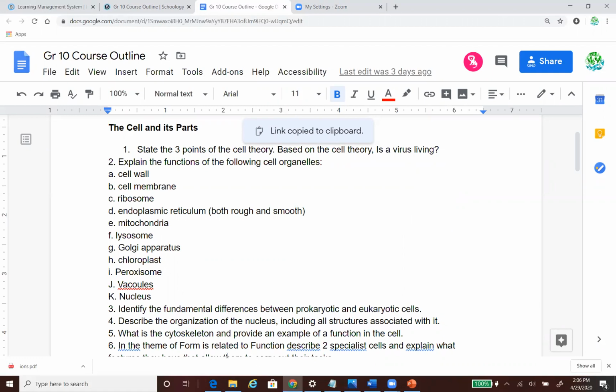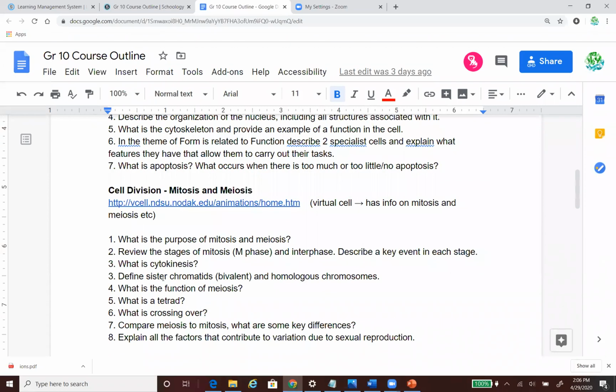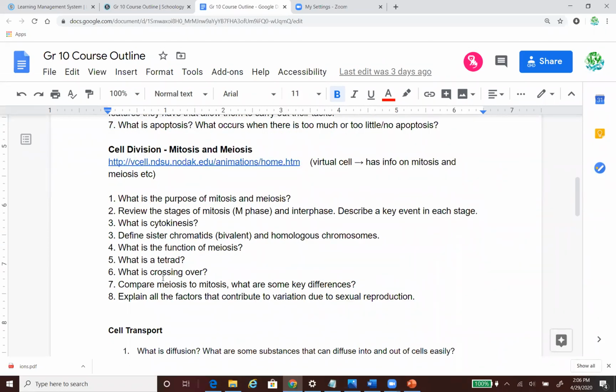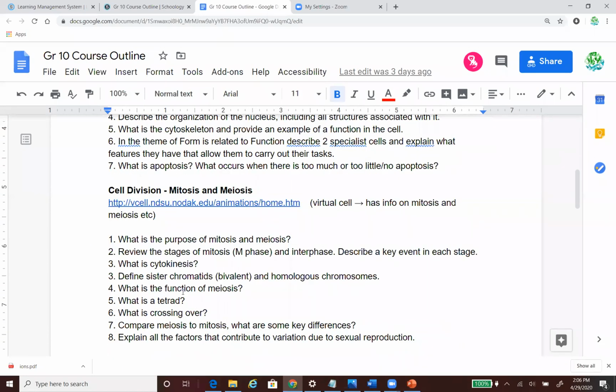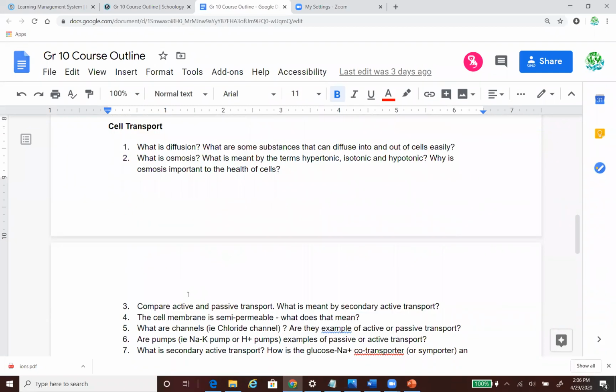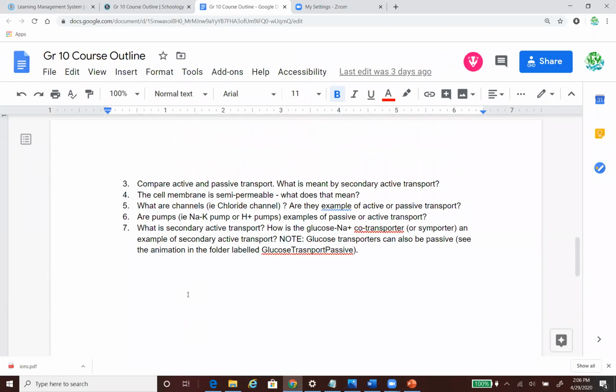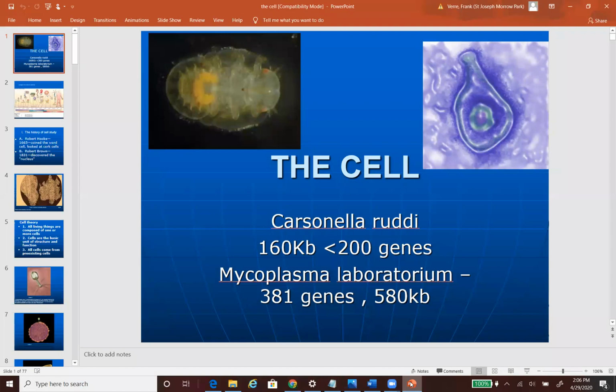So this is the Google Doc with questions on the cell. You could see here, parts of the cell. Then we'll move on to cell division, and then we'll look at cell transport. Okay. So today we're just going to introduce the cell. All right. Any questions about that? About where we're heading? We're good. Okay.